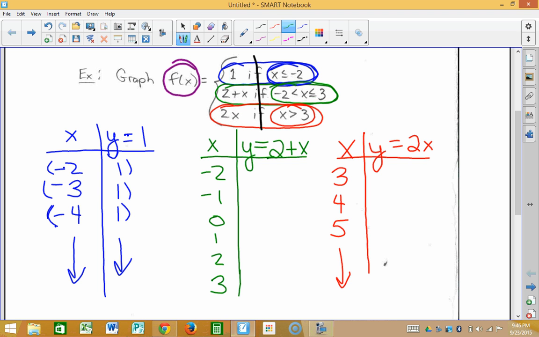So we plug -2 in for x. When we do that, we get 2 plus -2. So that's 0. Now if we plug -1 in for x, we get 1. Plug in 0, we get 2. Plug in 1, we get 3.